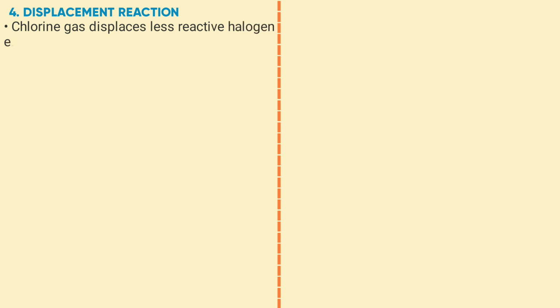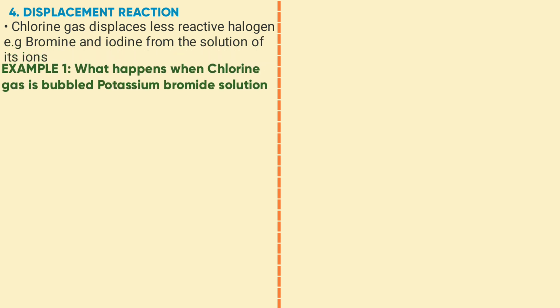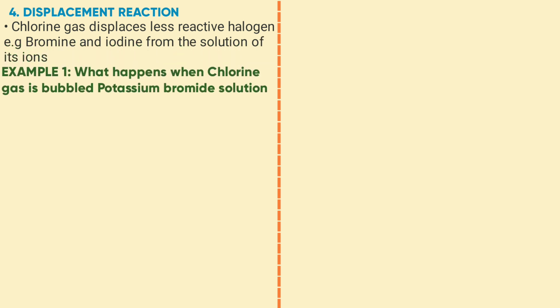Now the next chemical property is displacement reaction. Chlorine displaces less reactive halogens, e.g. bromine and iodine, from a solution of their salts. The first thing, look at what happens when chlorine is bubbled through potassium bromide. Chemical equation: chlorine gas plus potassium bromide aqueous. Chlorine displaces bromine from there, giving potassium chloride aqueous plus bromine molecule aqueous. Balance the equation, place 2 where there is potassium bromide and 2 where there is potassium chloride.